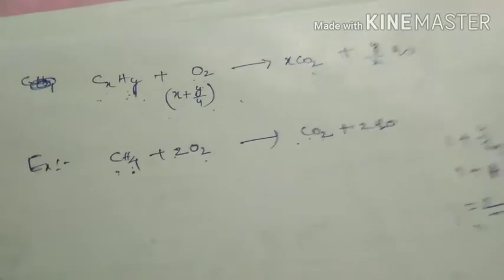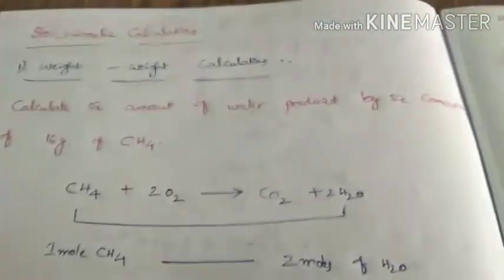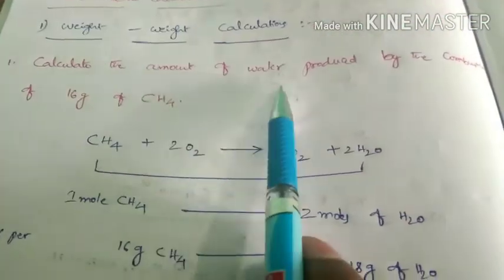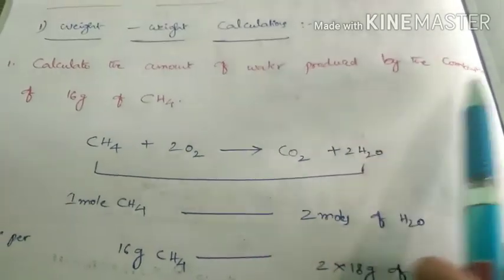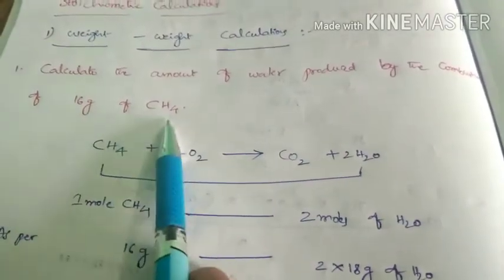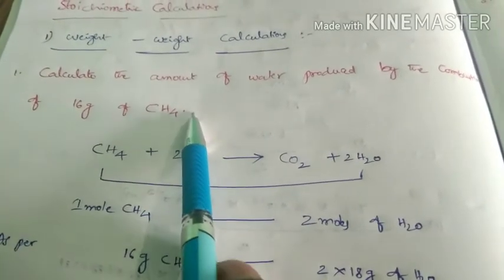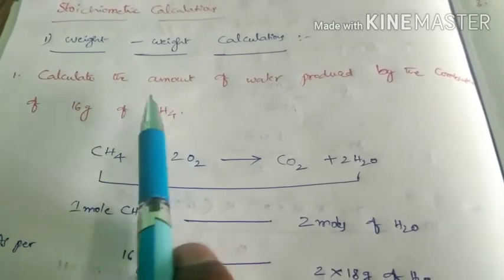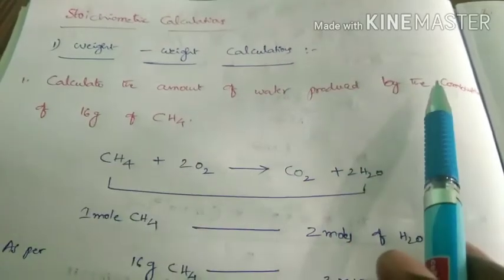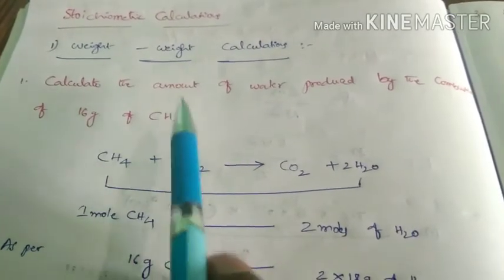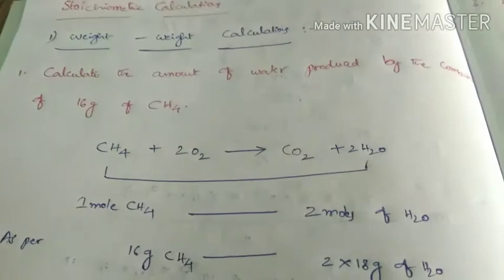So in this question, what is given? Calculate the amount of water produced by combustion of 16 grams of CH4. That means a hydrocarbon is given, that undergoes combustion, then we have to find the amount of water.